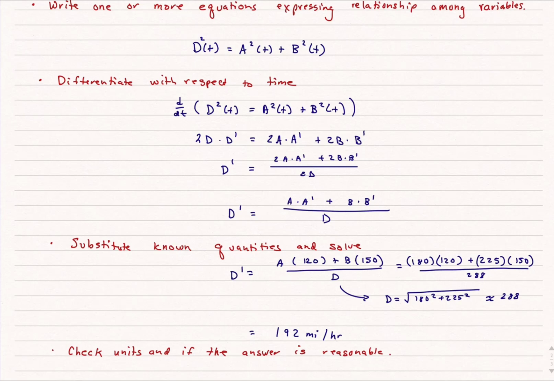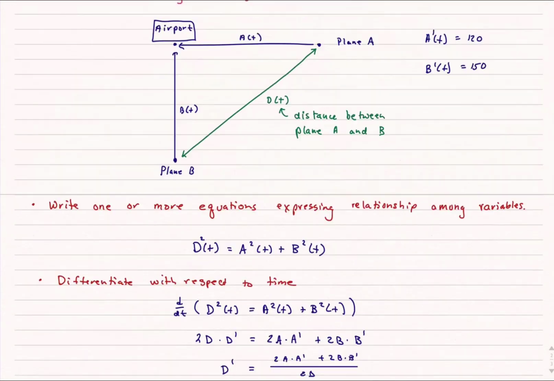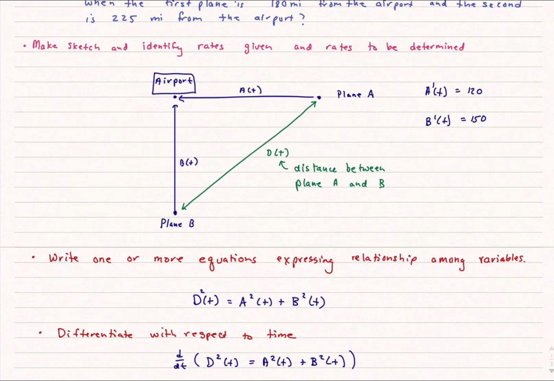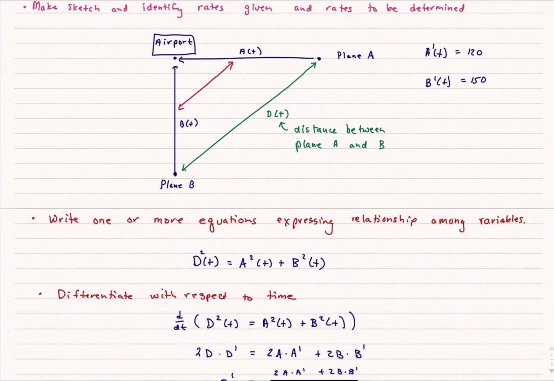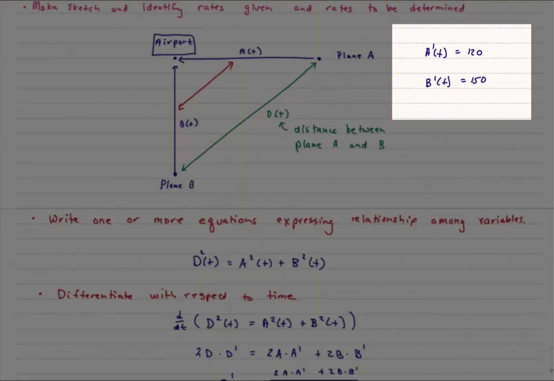And if I look at this, the rate of change, or the change of the distance between my planes, is 192. What bothers me is that it seems like the more time that goes by, the greater the distance will be between my planes. Really, as time goes by, that distance should be getting smaller and smaller. So I think I've made a sign error. I think when I made this assumption that a prime was equal to 120, that really wasn't correct.